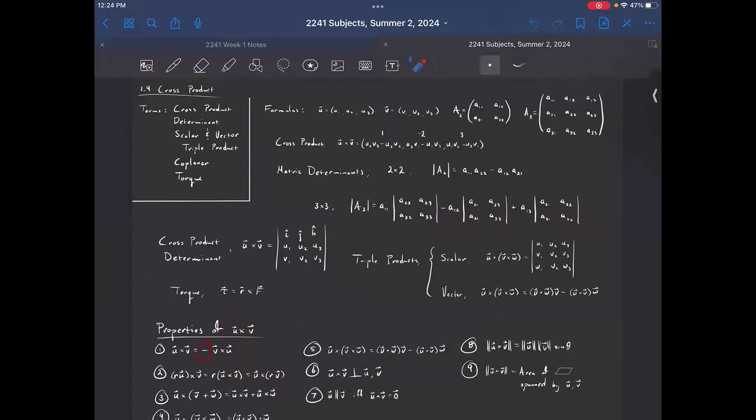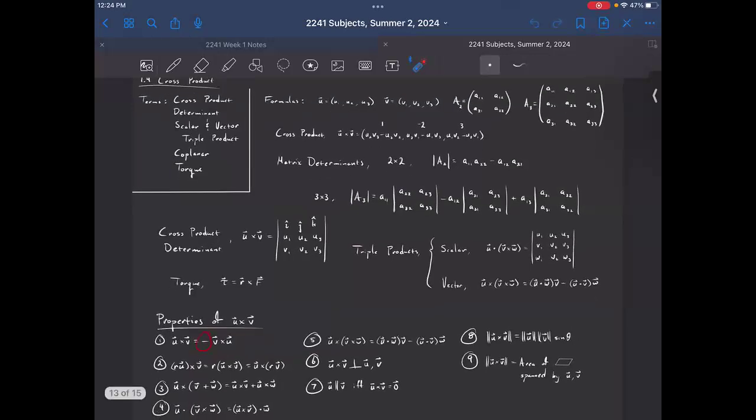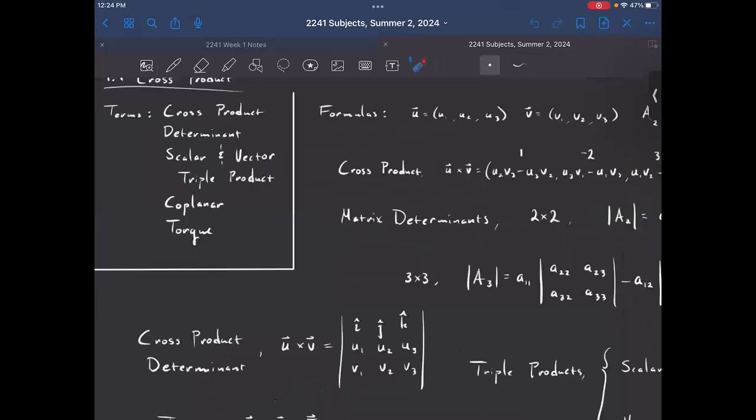Today we're going to talk about the cross product of vectors. I know it looks like we have a lot of formulas here. We'll go through them one at a time. There's really no more than in the vector section 1.2. Let's go ahead and get started with the terms.